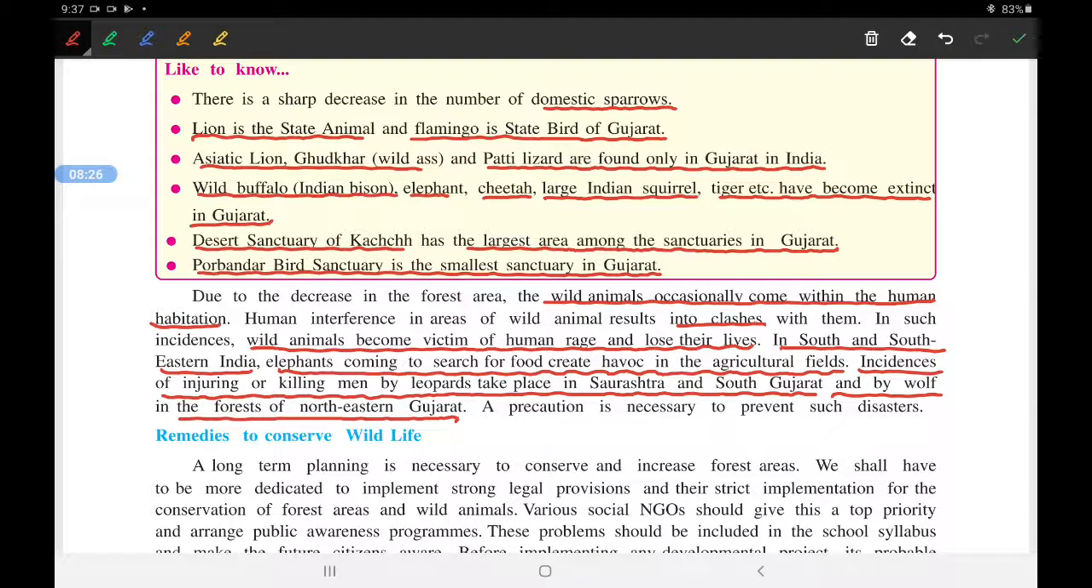So you might see, whenever a wild animal and a human being come into contact with each other, there are always chances of a clash, and in this clash, most of the time the wild animal is affected, and many times it even loses its life. A precaution is necessary to prevent such disaster. That's why it is very important to prevent such disaster.